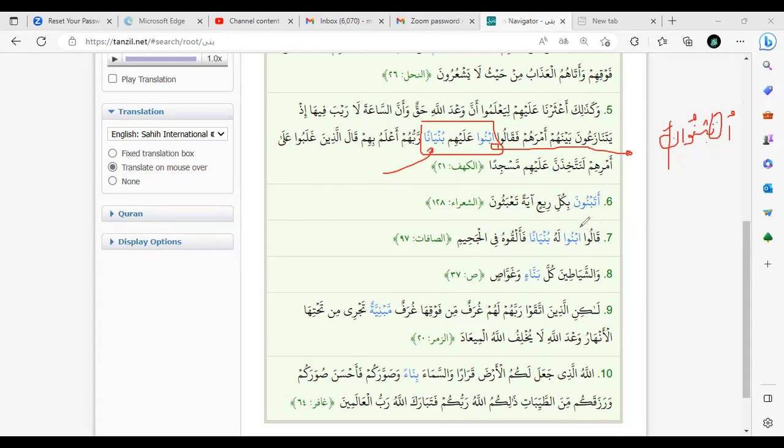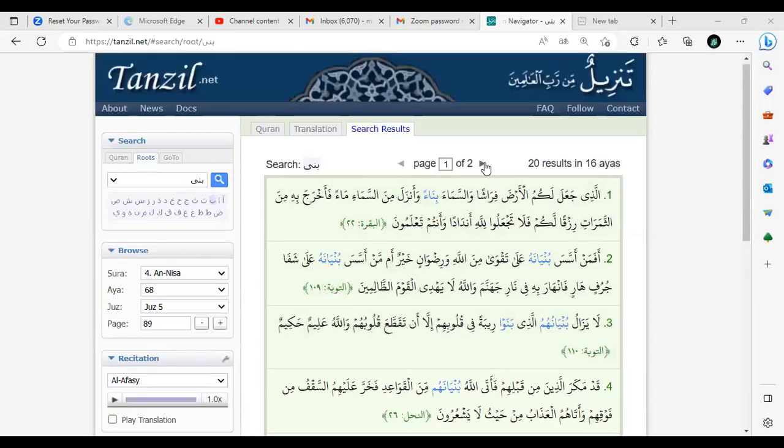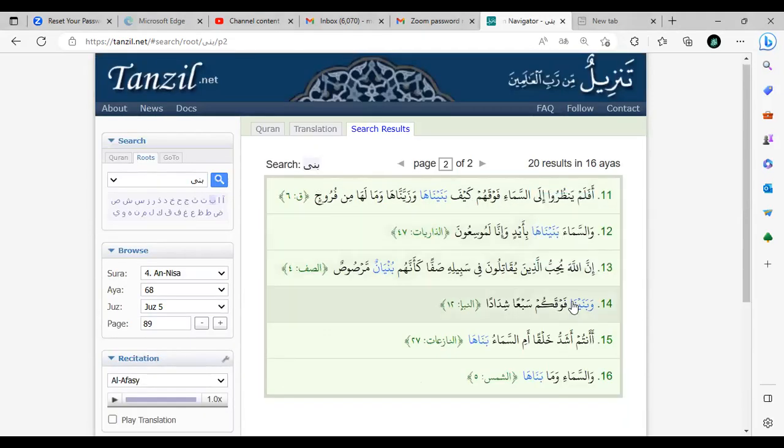Here also, قَالُوا ابْنُوا لَهُ بُنْيَانًا فَأَلْقُوهُ فِي الْجَحِيمِ. What is banna? The guy who builds is called banna. I hope this page, this search which I showed you, will help you.